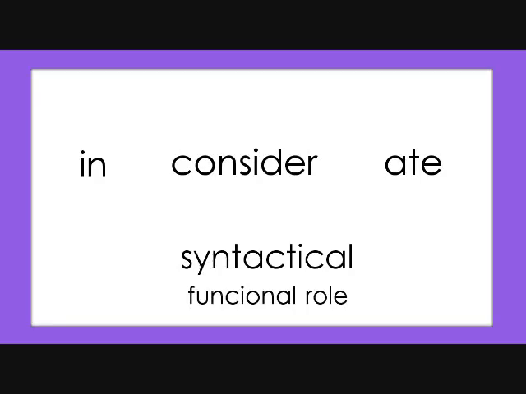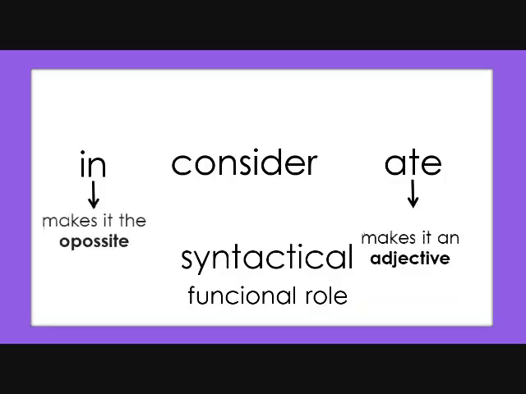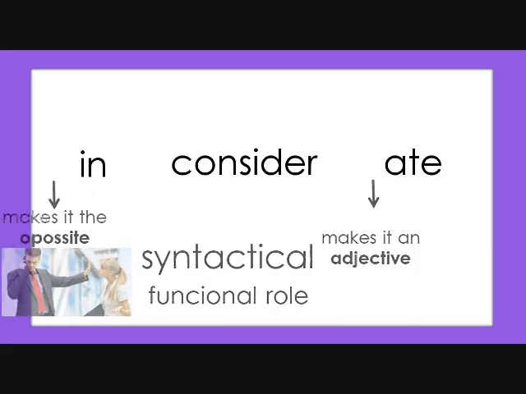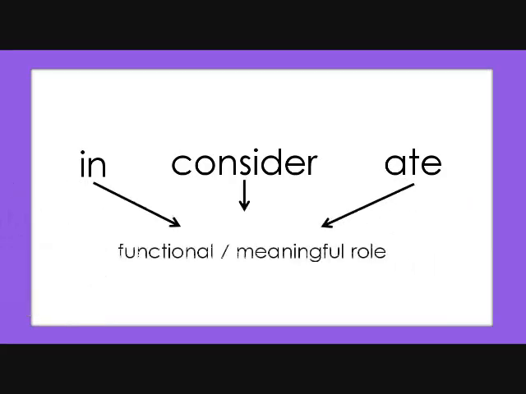We may also call it word class. The word class is like the identification of words. For example, this word is a noun, this word is a verb, an adjective, a pronoun, or a preposition. Those identifications are called word class. In the case of consider, it is a verb, an action, as many would say. If we add ate, we're changing it into an adjective. And if you add in, you may now mean the opposite, a person who does not consider others. So morphemes play a meaningful role and a functional role.